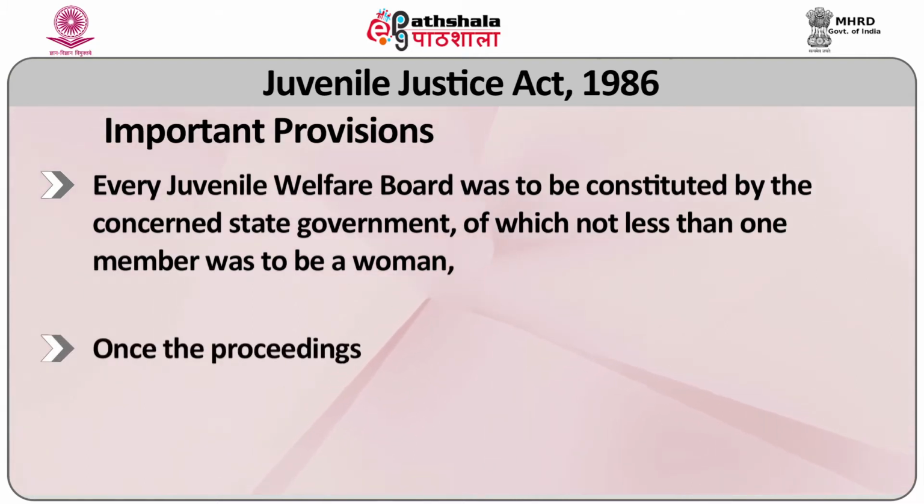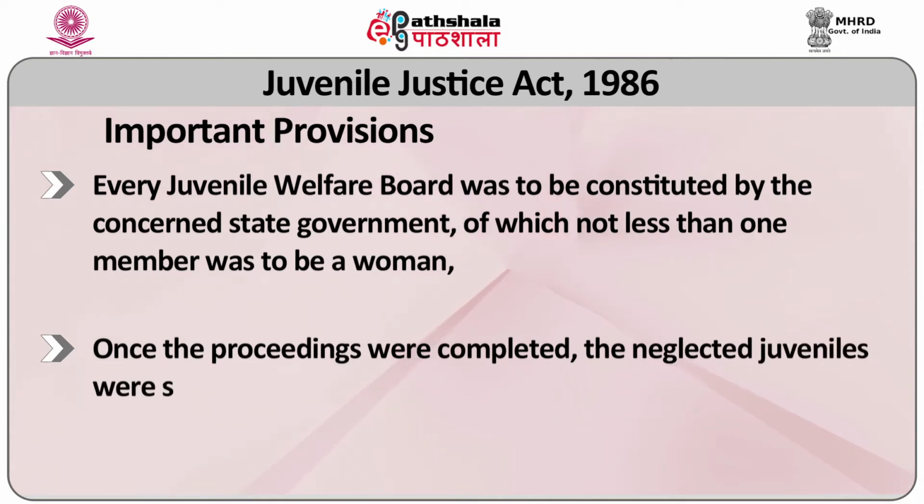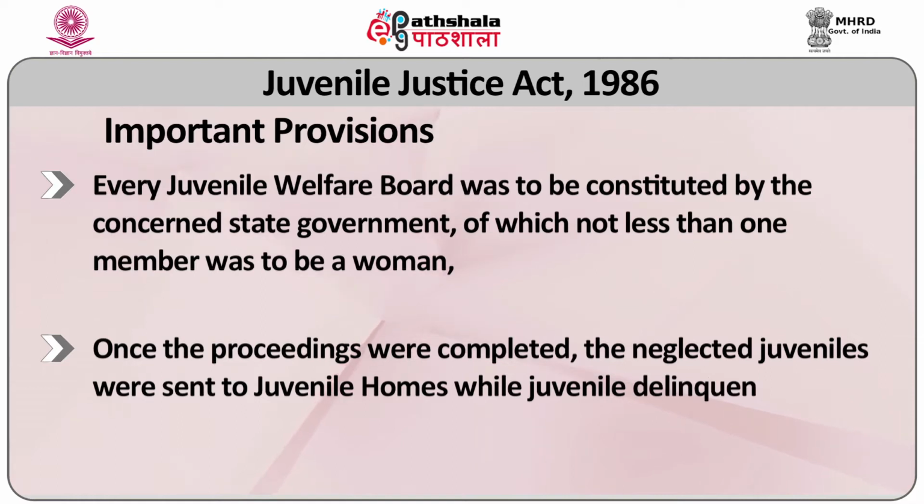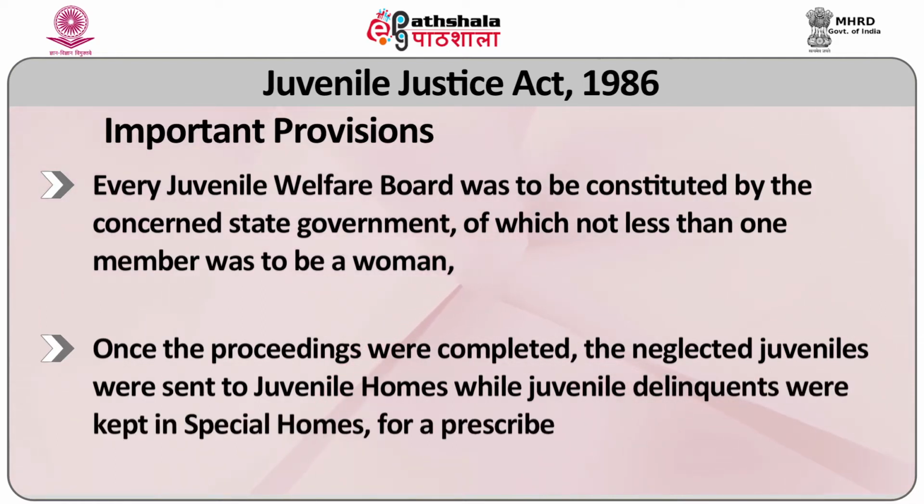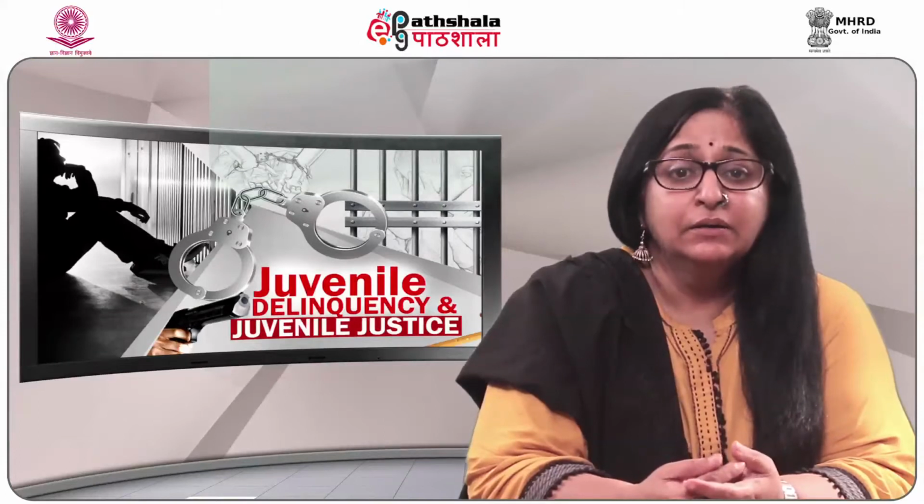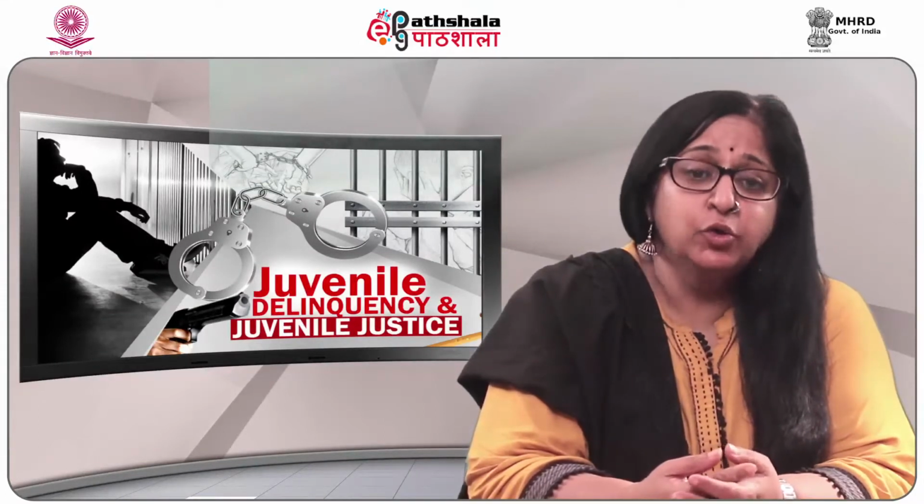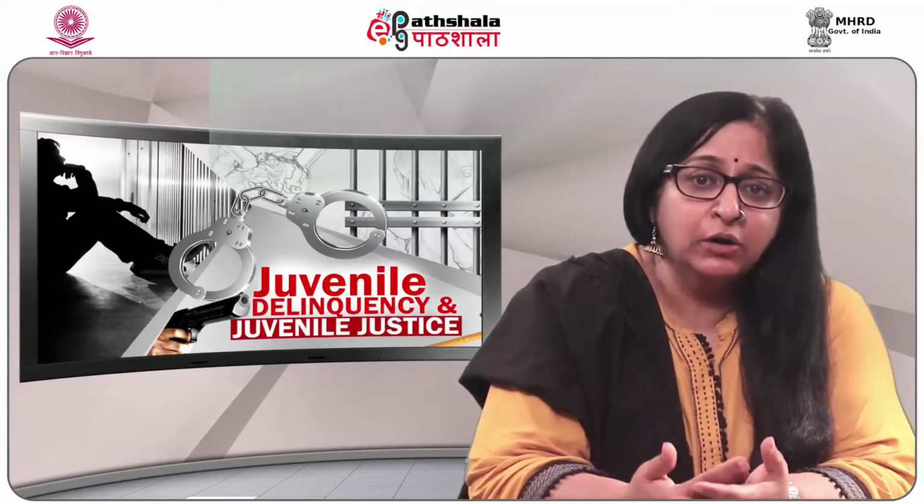Next, once the proceedings were completed, the neglected juveniles were sent to juvenile homes, while the juvenile delinquents were kept in special homes for a prescribed period of time. The juvenile courts could pass the following orders.